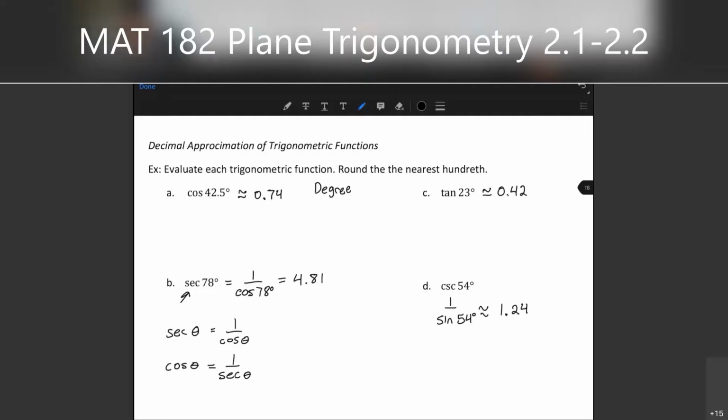Any other questions before we continue and look at maybe some inverse trig functions as we go?